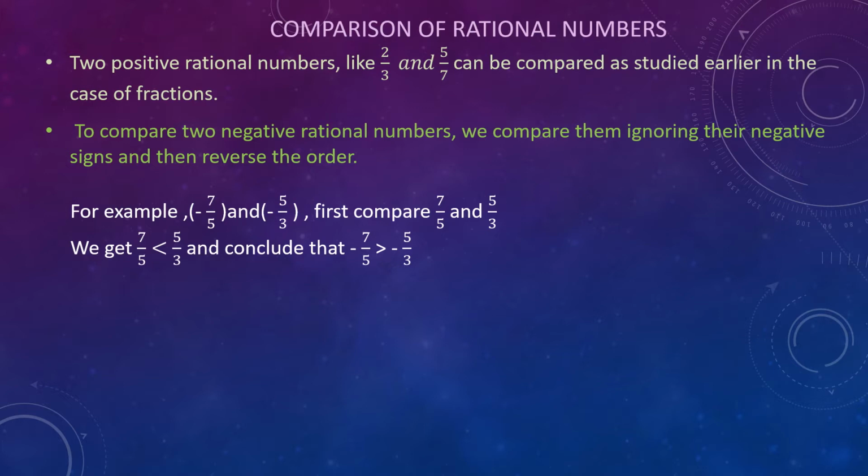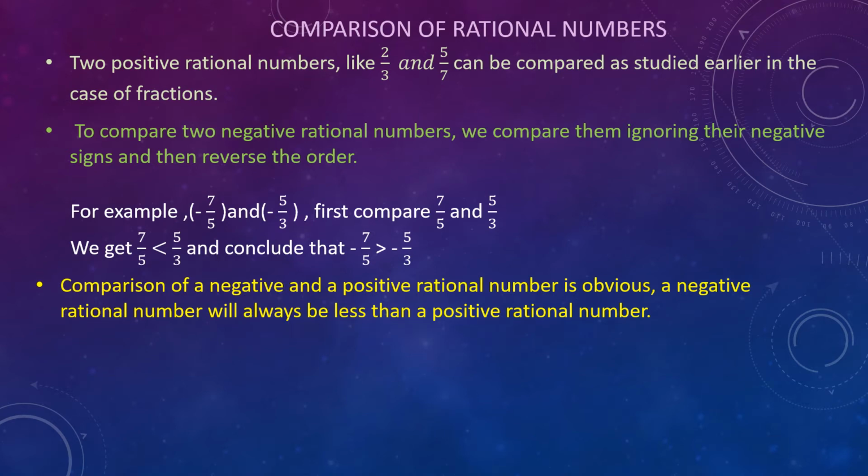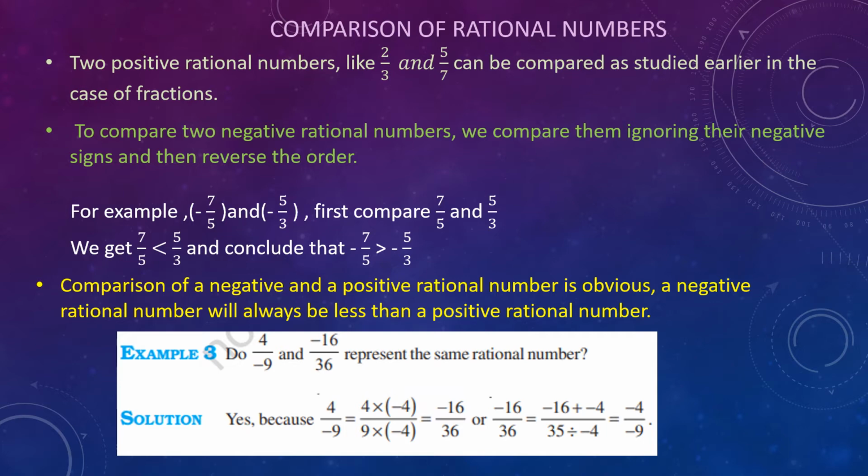Comparison of a negative and a positive rational number is simple, isn't it? A negative rational number will always be less than a positive rational number. Let us see one example. Do 4 by negative 9 and negative 16 by 36 represent the same rational number? Yes, because 4 by negative 9 can be written as negative 16 by 36. By multiplying the numerator and denominator by negative 4, you will get 4 by negative 9 as negative 16 by 36. Therefore, these two are equal.